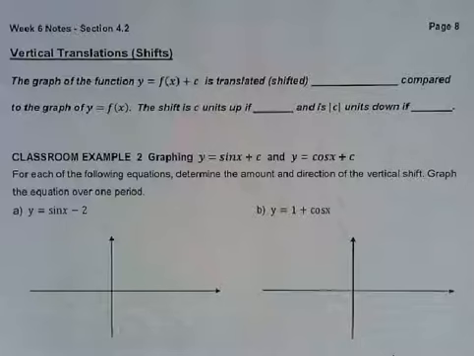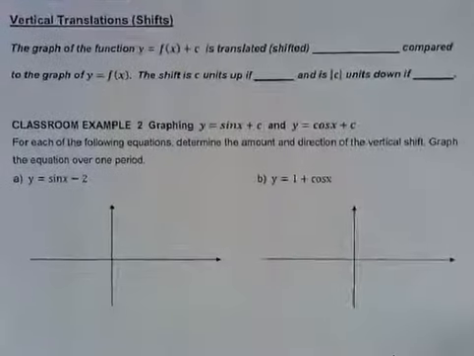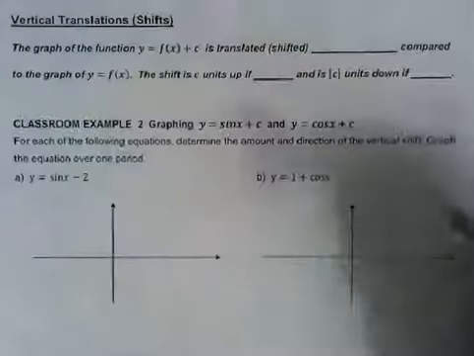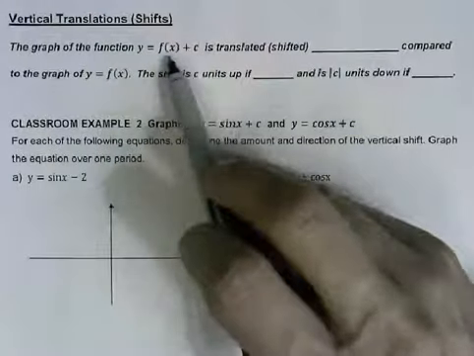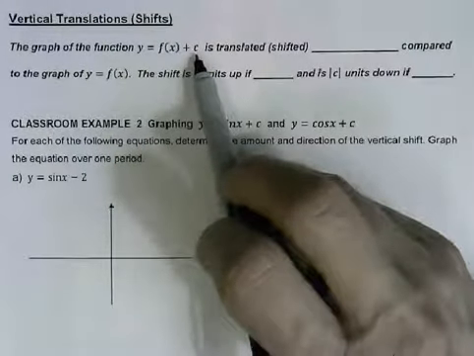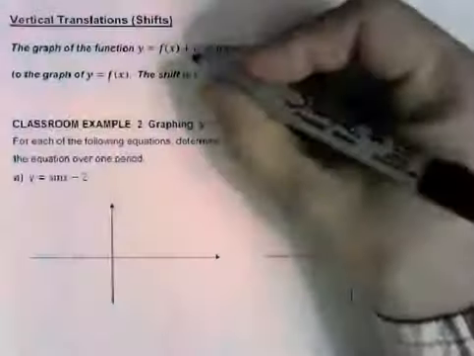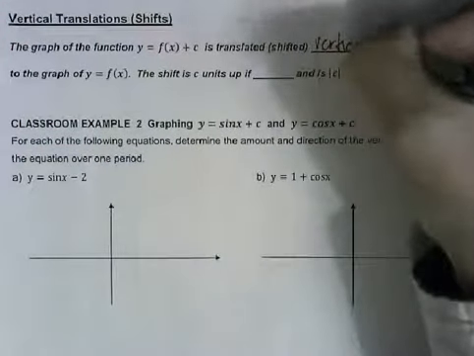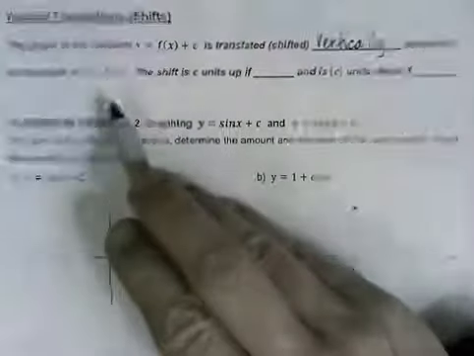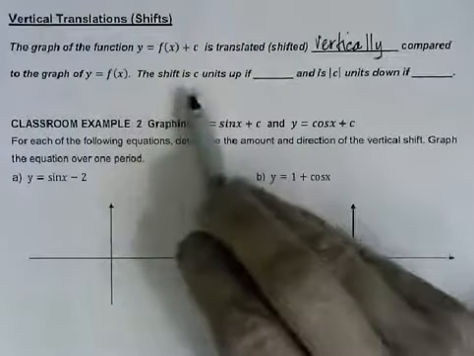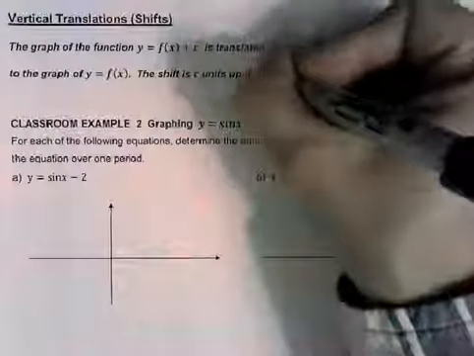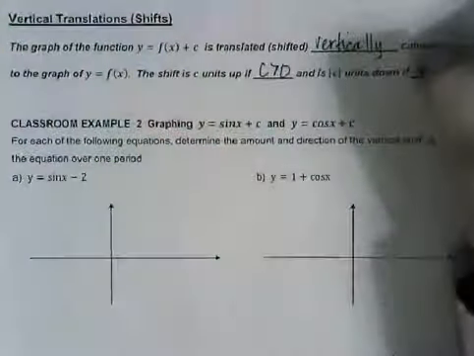The next thing we're going to talk about is vertical translations. And again, I usually call these shifts. With these, we're just shifting the graph. We're not changing the shape of it at all. This happens when we add or subtract a number on the outside of the function. If we add or subtract c, then this is going to shift our graph vertically compared to our original graph. And this one's easy. The shift goes up if the c is positive, and it goes down if c is negative.